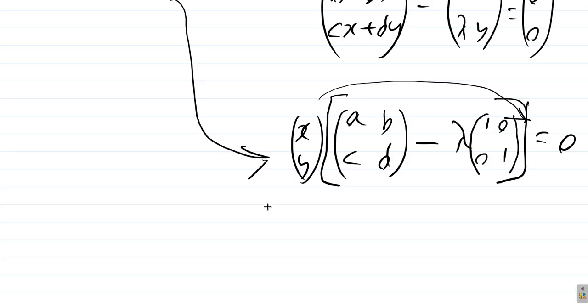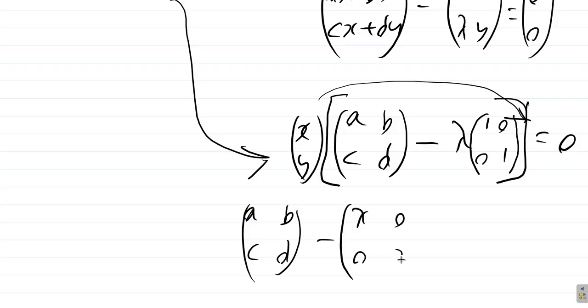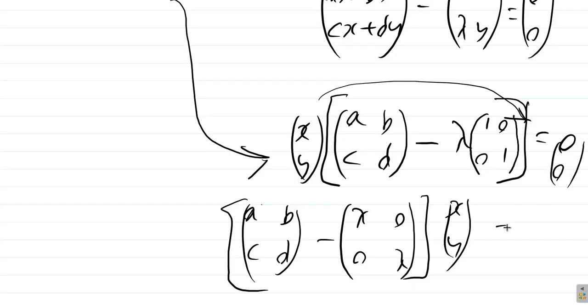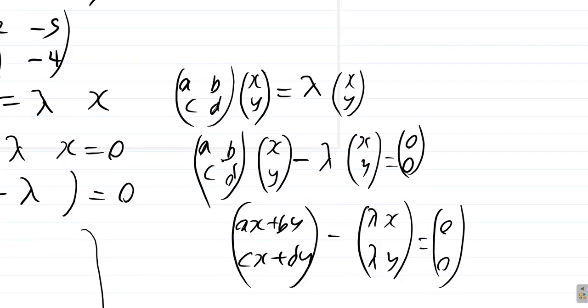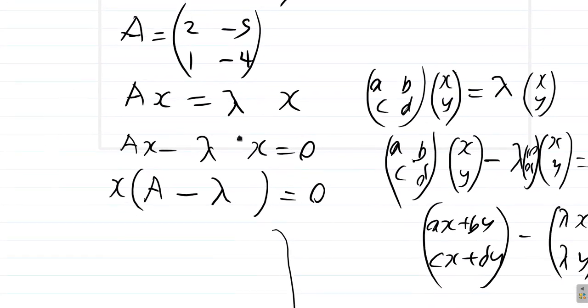Alright? So here now, you have a, b, c, d minus lambda 0, 0, lambda, and you multiply by (x, y) equals 0, 0. Should have written this as 0, 0 already. So you need to multiply the lambda by the unit matrix, which is called the identity matrix. So it should be 1, 0, 0, 1 here. Space wasn't there. So lambda I x, the unit or identity matrix, is given the name I.